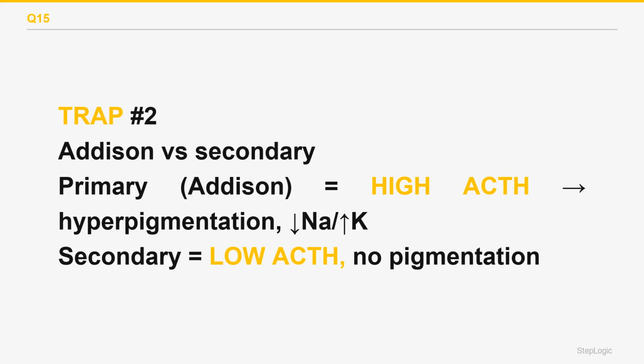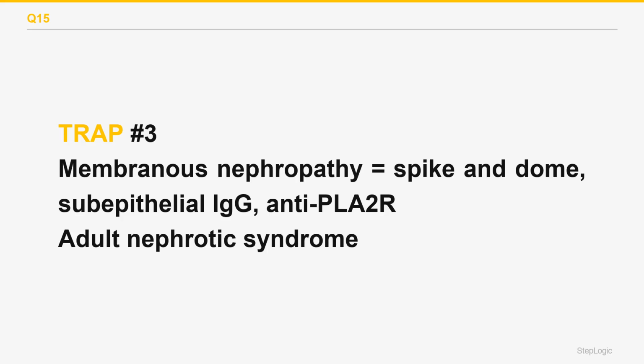Trap 2. Hyperpigmentation distinguishes primary adrenal insufficiency, where high ACTH drives melanocytes and aldosterone loss causes hyperkalemia, from secondary, where ACTH is low with no pigmentation. Trap 3. Membranous nephropathy is a leading adult nephrotic syndrome with subepithelial IgG deposits, a spike and dome basement membrane, anti-PLA2R antibodies, and a high risk of renal vein thrombosis.